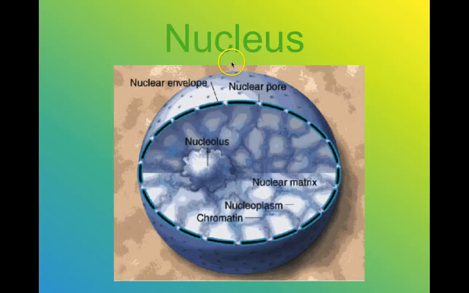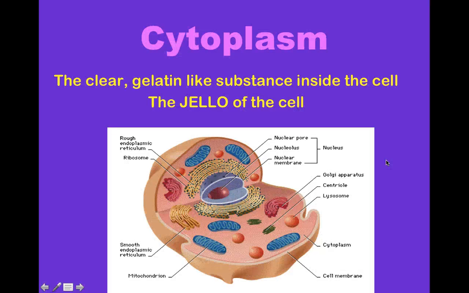You can see a picture of our nucleus. Here is the nuclear envelope, which surrounds the outside of the nucleus. It has tiny little pores that let our ribosomes exit, because our ribosomes are created inside of the nucleolus, which is found inside of the nucleus.